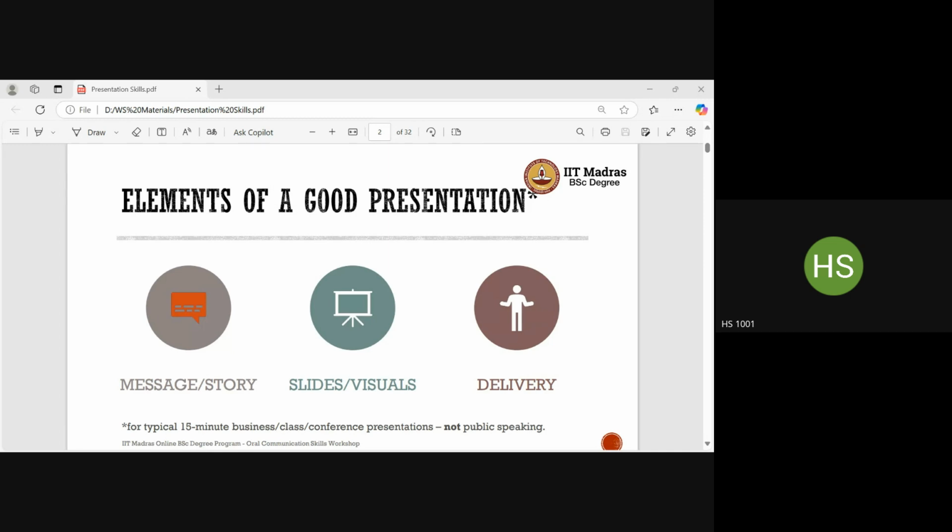The second element is you should have your slides, which might be text slides or it can be other kind of visual representations of data, for instance. So you will have a visual element. It could be either text or it could be figures, graphs, etc.